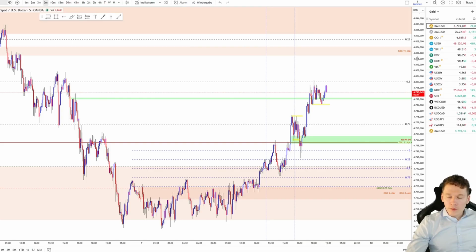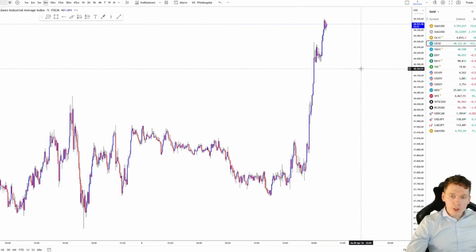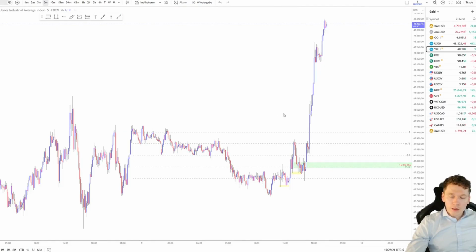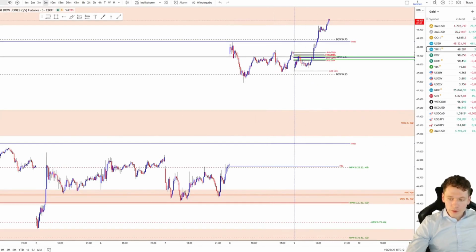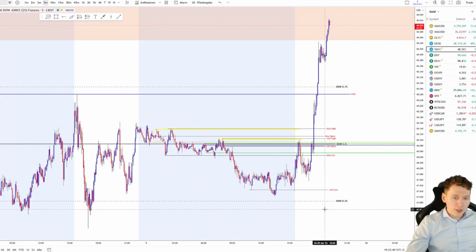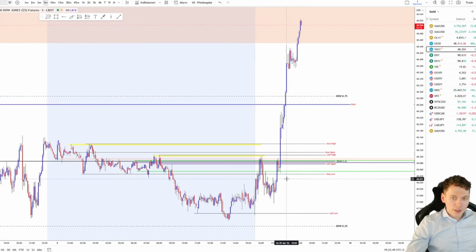And indices, if we watch into the futures of E-mini Dow Jones, you see here the opening range gap also. You can change it in the right down corner of your TradingView. You go to electronic trading hours, and then you see the blue zone, which is not the regular trading hours.